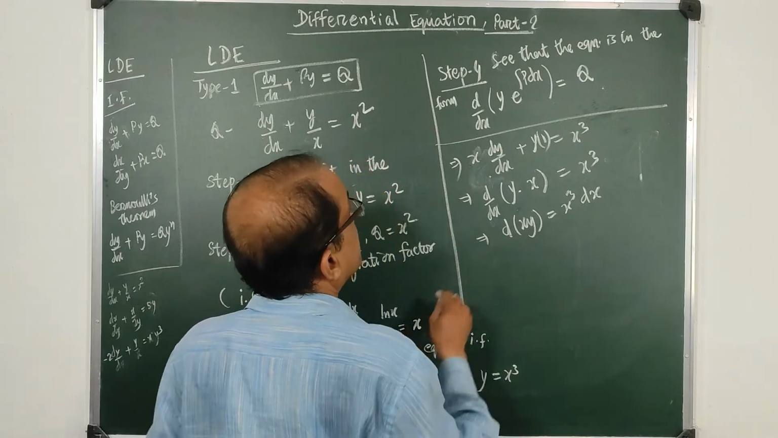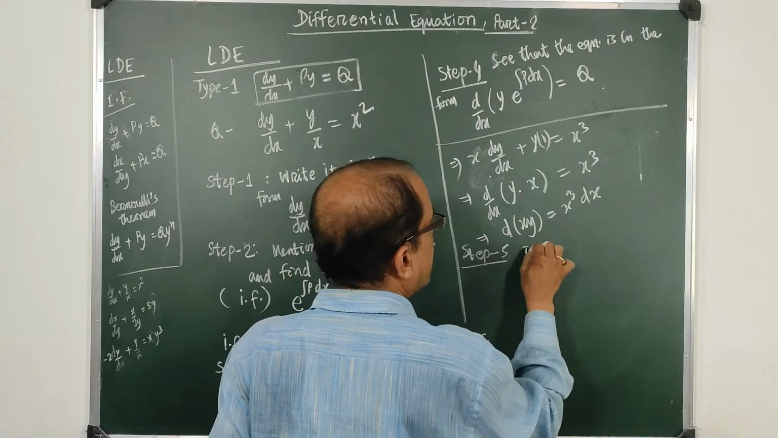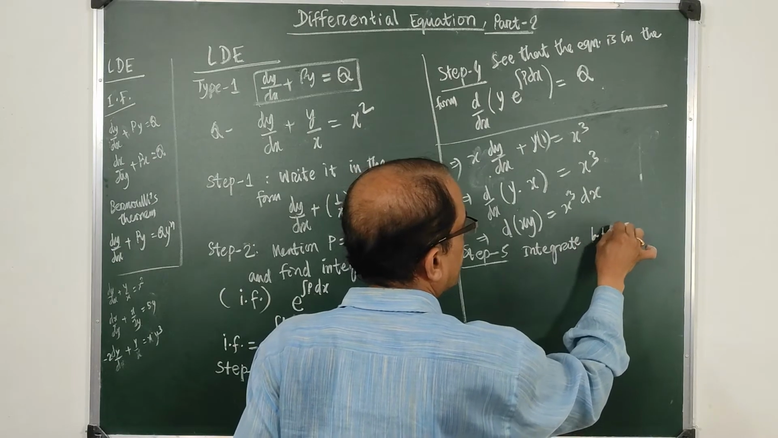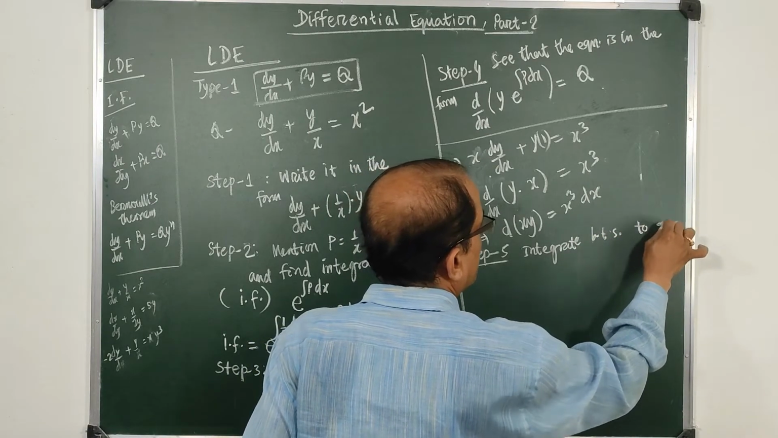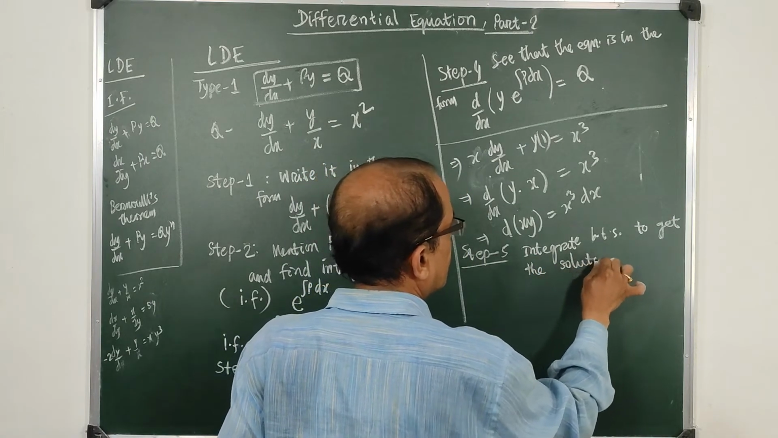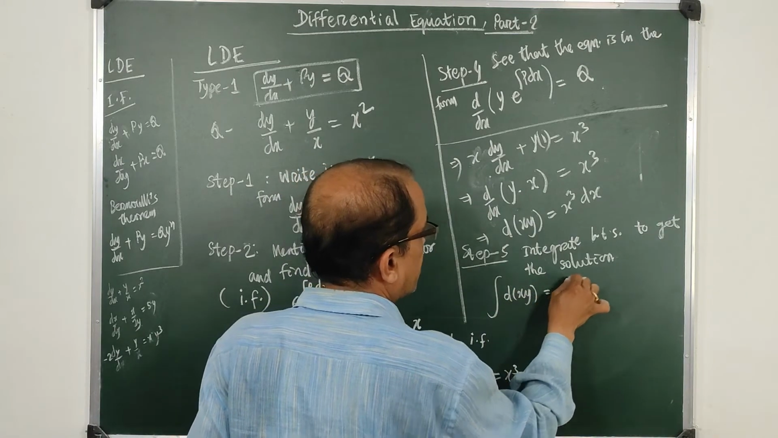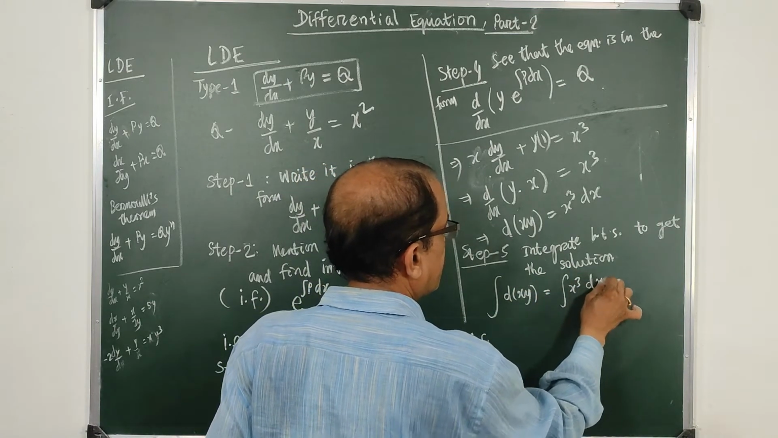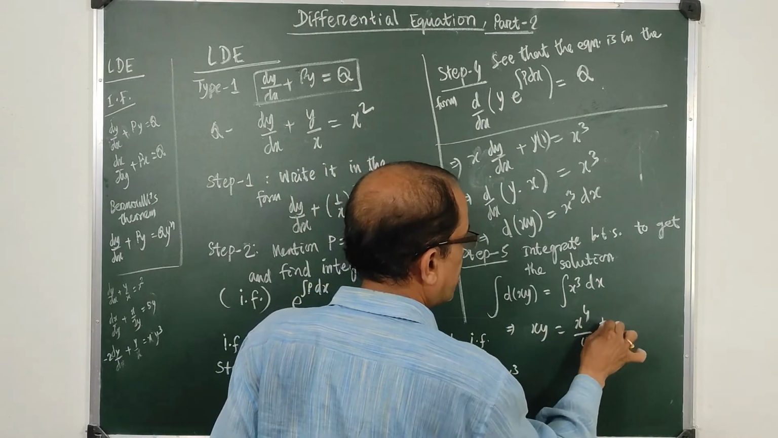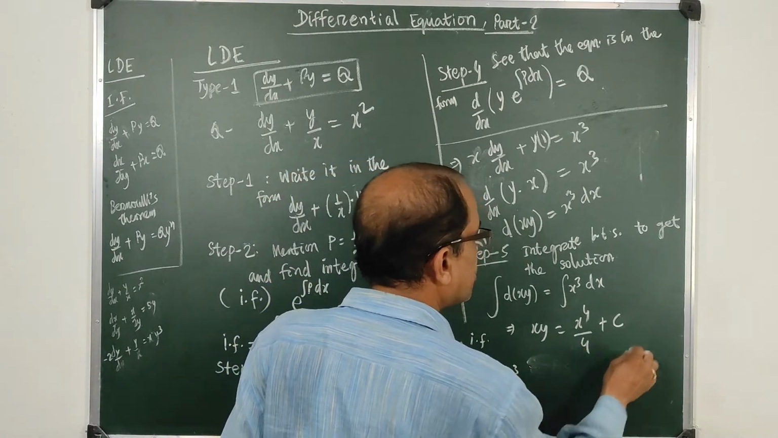At this point there is a last step, step 5. Integrate both the sides to get the solution. So integrating d of xy, we get integration of x cube dx. That means we get xy is equal to x to the power 4 upon 4 plus c. That means this is the solution.